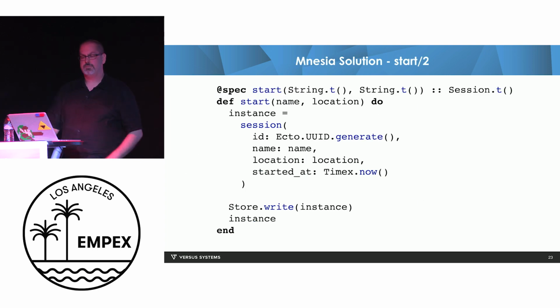And then our start function, again, is going to take a name and a location. This time, though, we're going to create a session record instead of a struct because we're using records. The same data format, though, is there. And then we're going to use the write function that I just showed you to write that into our Amnesia.